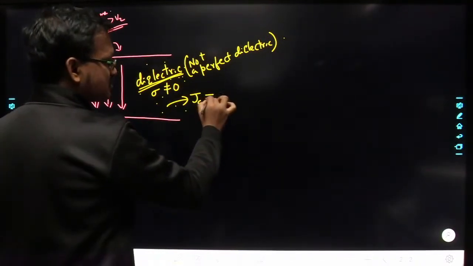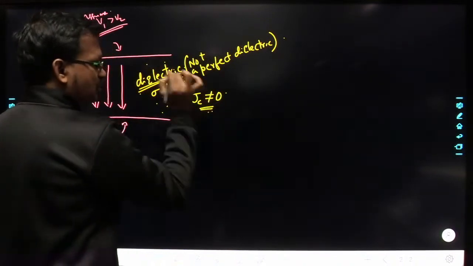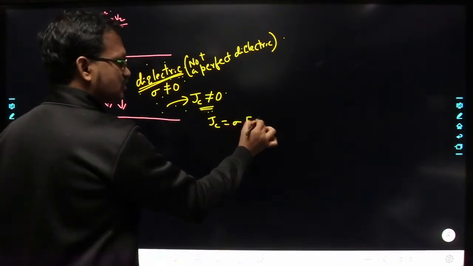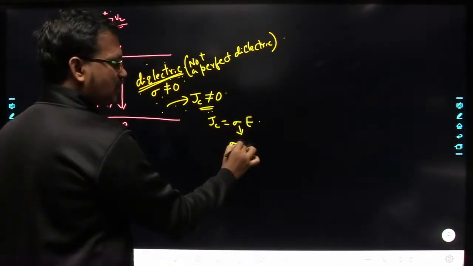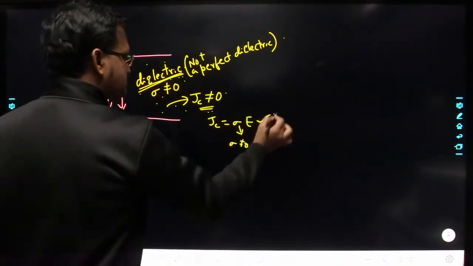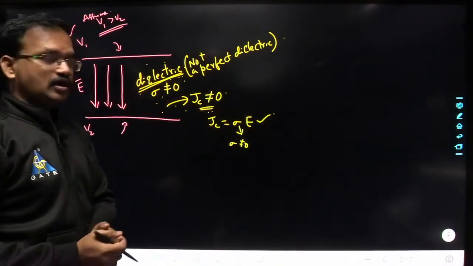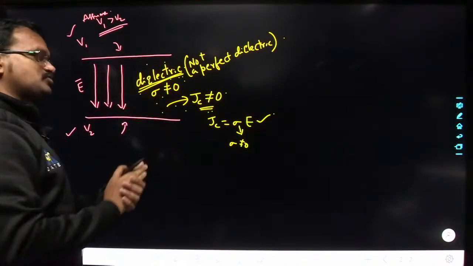So here J_C is not equal to 0. J_C is equal to sigma times E. Here we have considered sigma not equal to 0, and you have some electric field in this region, which is going to cause some conduction currents between these two transmission lines.